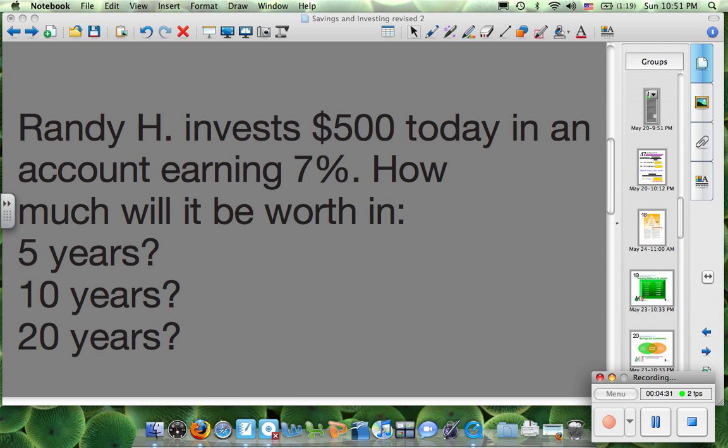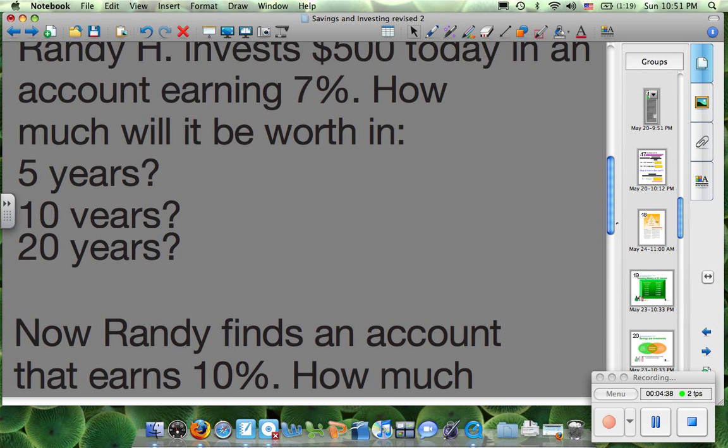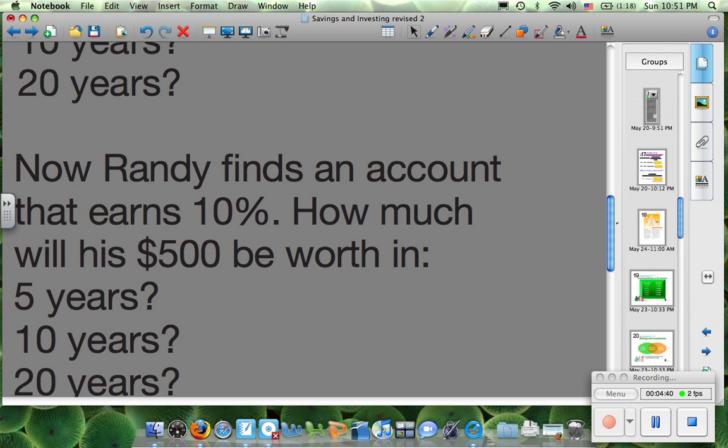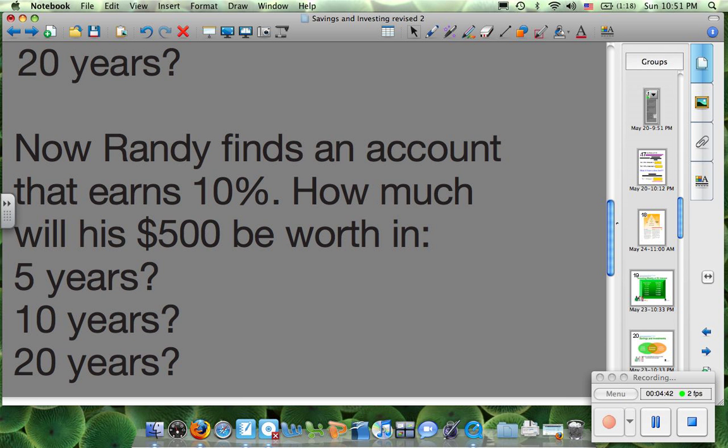Okay, so hopefully you got those done. Let's go ahead and share. Let's make sure we're all on the right track for the 10 years and 20 years. And let's try it just one more time. We'll let you do these 3 on your own. Now let's assume that Randy finds an account that earns him 10% interest per year.